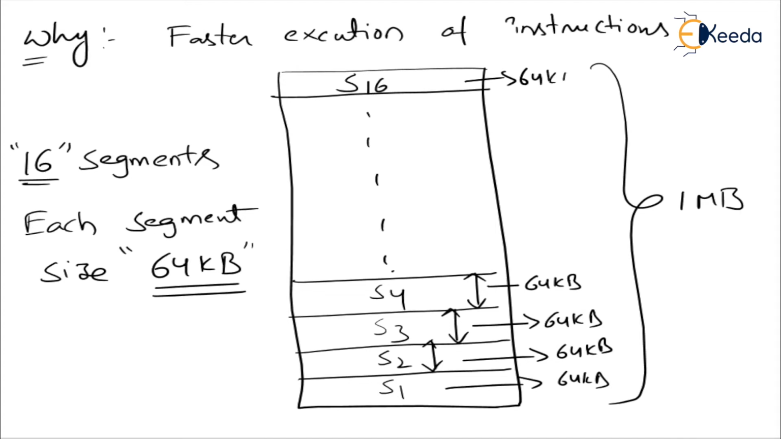Dear students, please try to understand what is meant by kilo, what is meant by mega, what is meant by gigabytes. Right? My laptop is 8 GB RAM and 1 TB hard disk. How many bits are there? For that I am telling this.